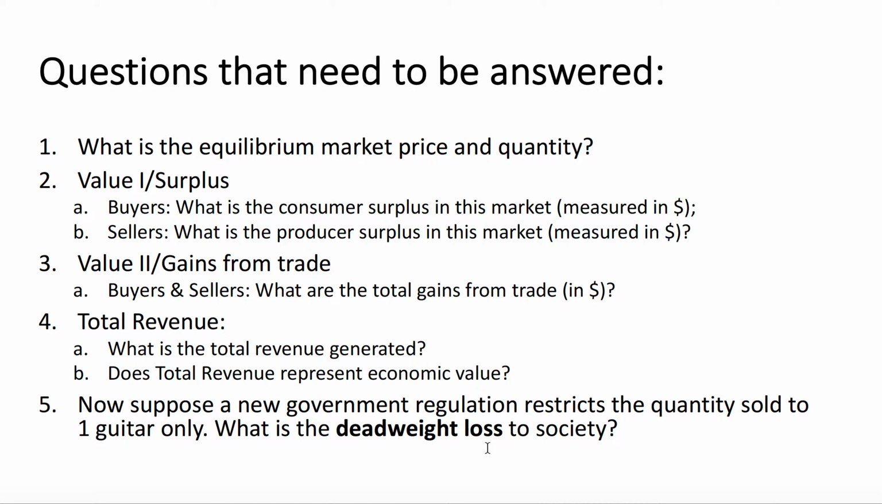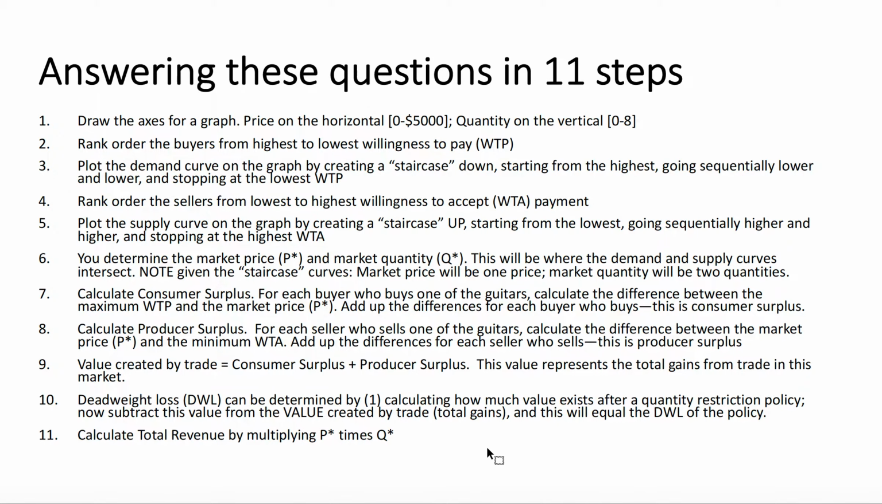And then finally, number 5, suppose the government says we can only sell one of these guitars in this market. By restricting the market to only one sale, what's the deadweight loss to society? To answer these questions, you can do it in 11 steps, and we're going to walk through them. Here are the steps. I'm not going to talk about them right now. I'll talk about them in order as we go, but you can use this as a cheat sheet to get yourself through this.